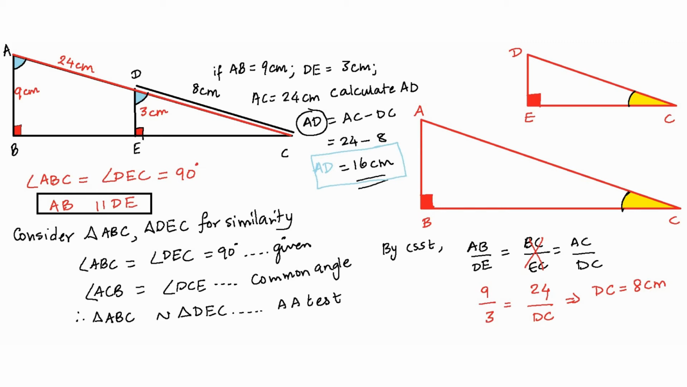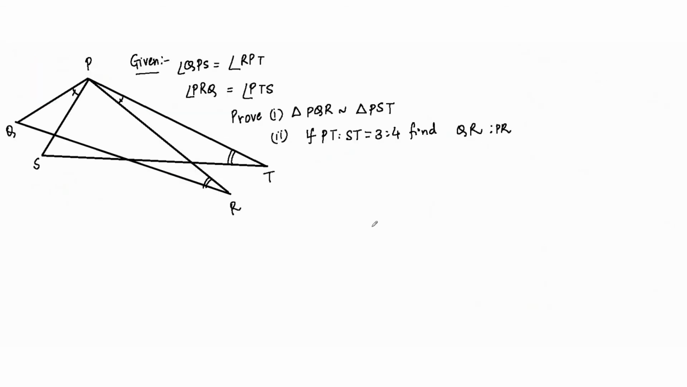Moving on to the next question. In this question, it is given that angle QPS. So let us quickly mark the angles. It is given that angle QPS is equal to angle RPT. Let us mark it. And it is also given that angle PRQ, that's this angle, is equal to angle PTS, that's this angle. Now we have to prove that triangle PQR is similar to triangle PST.